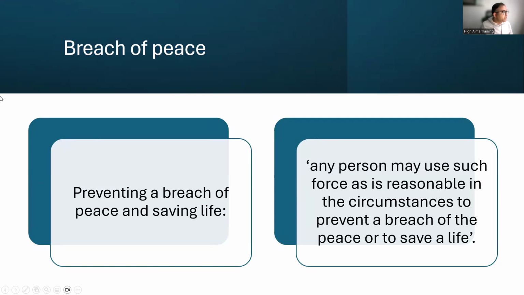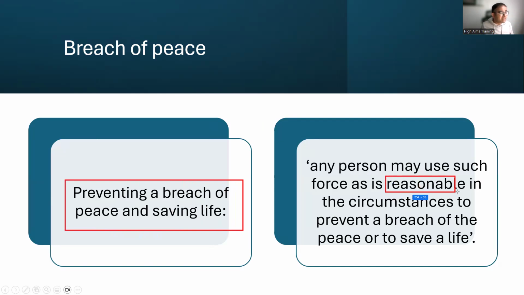Now, breach of peace. What is breach of peace? Preventing a breach of peace and saving life. Any person may use such force as is reasonable or proportionate in the circumstances to prevent a breach of the peace or save a life. Again, here you can only use reasonable and proportionate force. You cannot use excessive force. If you do, you will get prosecuted.